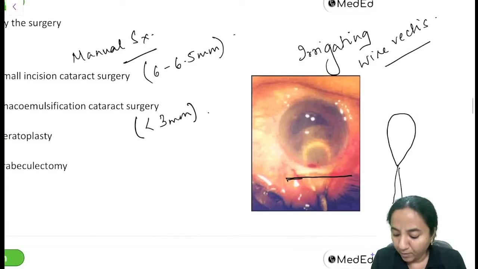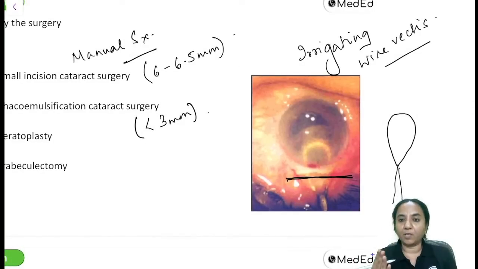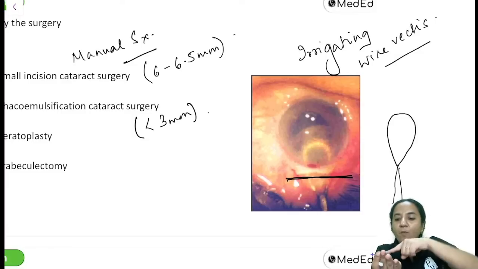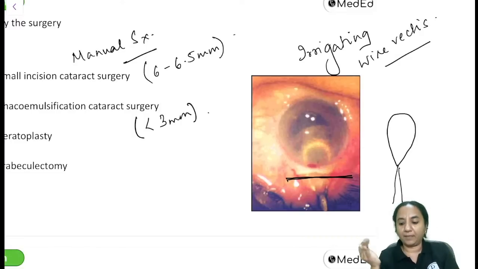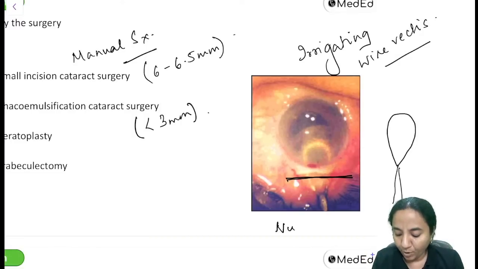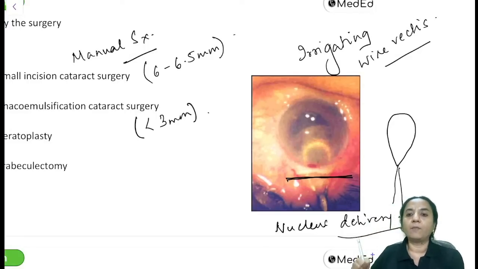Through this large 6.5 mm incision, you put in the wire vectis. The front end of the wire vectis is shaped like a spoon, so it picks up the nucleus and you drag it out through the incision. This is called nucleus delivery in SICS. Why do we call it nucleus delivery? Because the whole nucleus is removed as a whole.